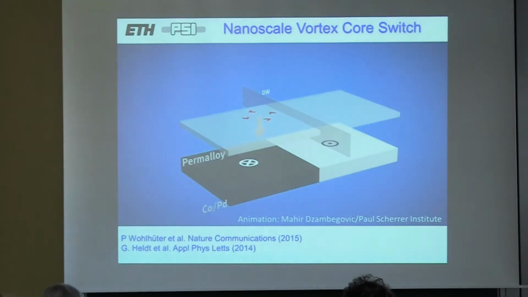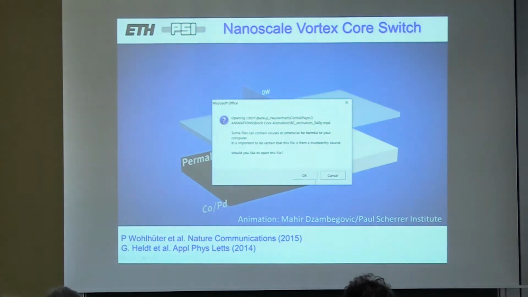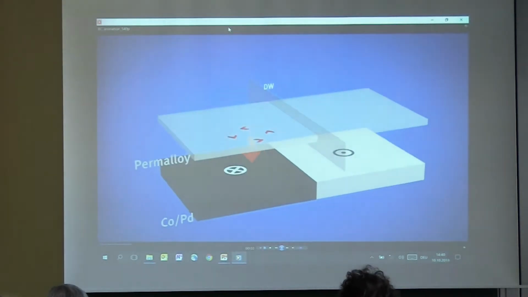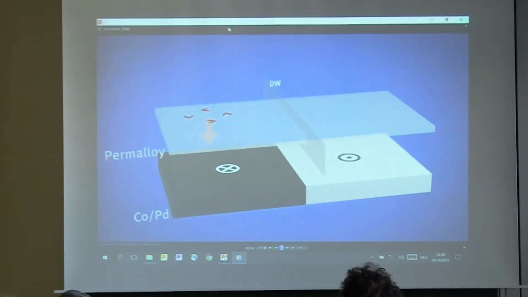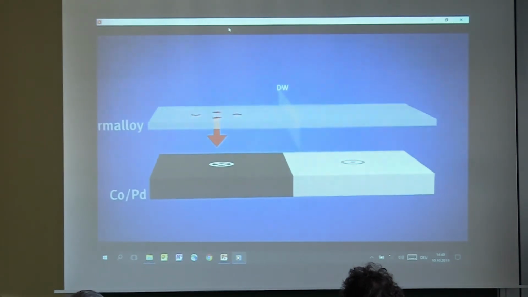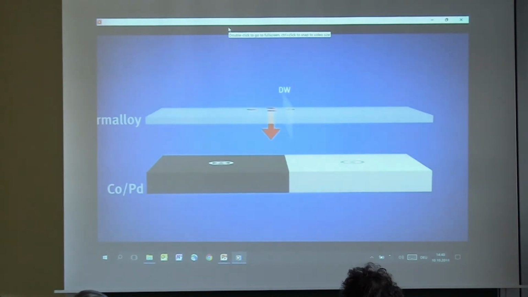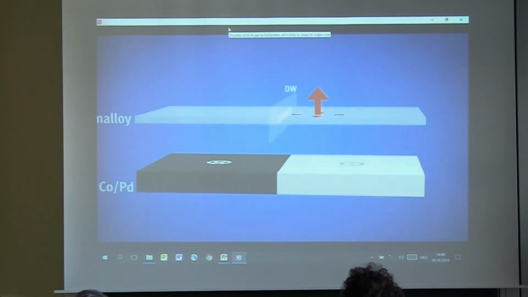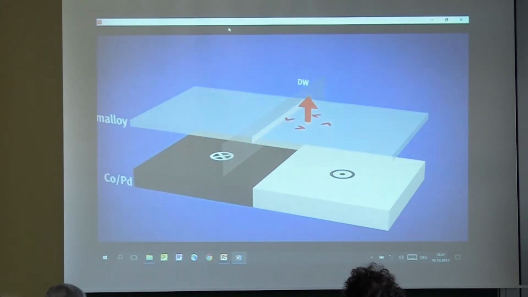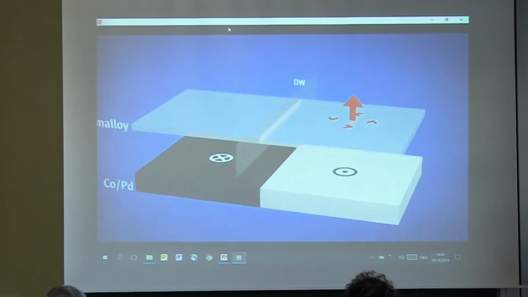And the idea here then was to see that if we had this precessing vortex core, if we moved it across a domain boundary, that it would actually switch. So essentially now I have the vortex core with the magnetization pointing downwards, so this is the same direction as the magnetization in the domain below it. This is a cobalt palladium multilayer. And when it passes across the domain wall, it not only switches, but also then starts to precess in the opposite direction.